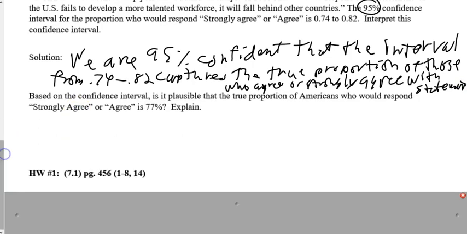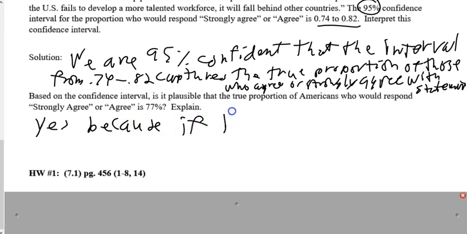Okay, based on the confidence interval, the one we just referred to, based on that confidence interval right here, is it plausible that the true proportion of Americans who would respond strongly agree or agree is 77%? Yes. Yes, because it falls within the range.